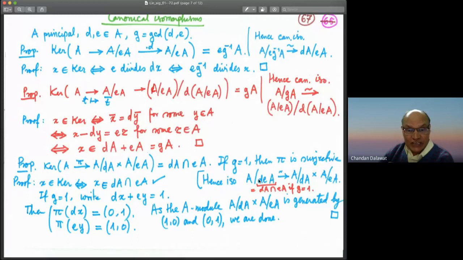Now we know the kernel in general, and we know the image when the GCD is equal to 1. You can check that if the GCD is equal to 1, this intersection, dA intersection EA, is also equal to dE times A. It's generated by dE, the product of these two ideals, so to speak. So what you get is a map from A modulo dE to A modulo D cross A modulo E, and it's an isomorphism precisely when the GCD is equal to 1.